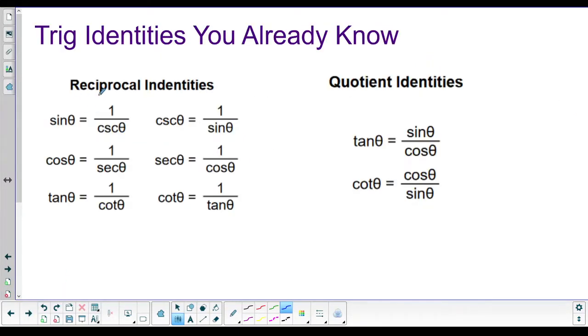So these are what are called reciprocal identities. So we know that sine of theta is equal to 1 over cosecant of theta. And then you can just flip this side and this side. You can put this over 1, flip it. And then it turns into cosecant of theta equals 1 over sine of theta. So we also have cosine of theta is 1 over secant, tangent of theta is 1 over cotangent, and they're reciprocals. So these are kind of equations you already know that you should kind of have memorized.